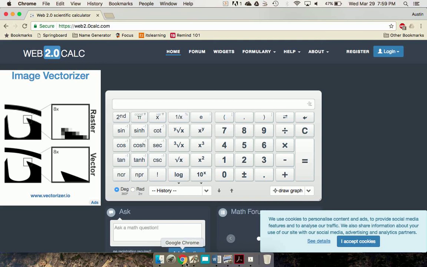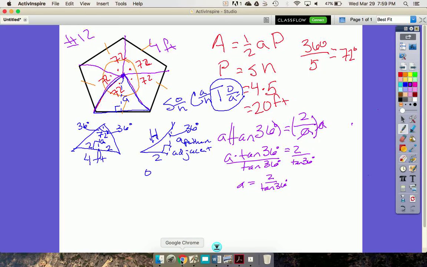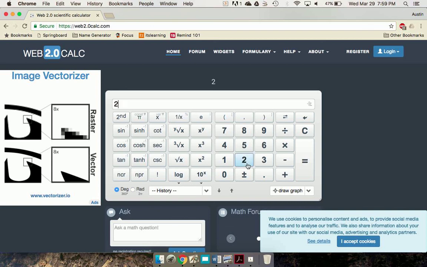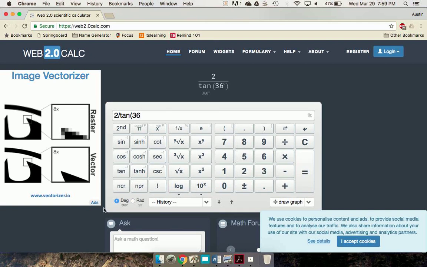So what is it we want to know? 2 divided by tangent of 36. So I'm going to put 2 divided by tangent of 36. And you can see over here it's in degree mode. That's what I want. Press enter. Gives me my answer. So if you guys have a calculator and you're at school, awesome. If you don't, this is the way you can go online and do it so you don't have to guess and wait about it, right?